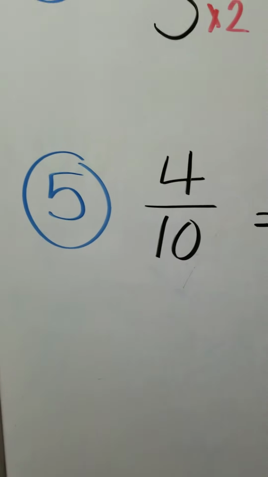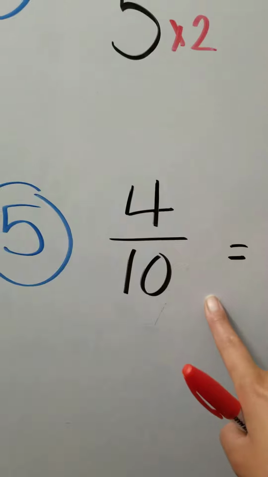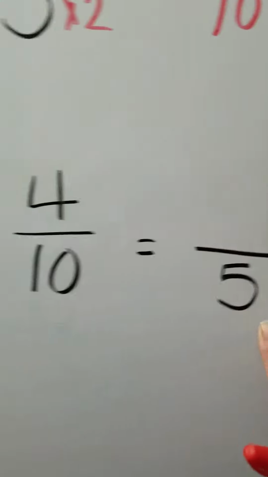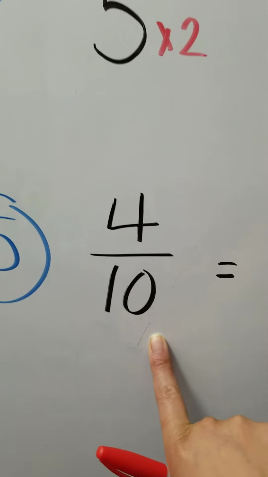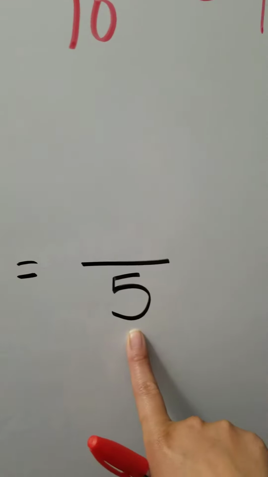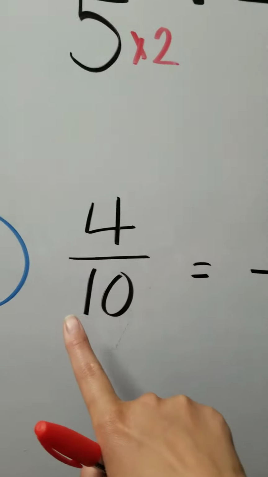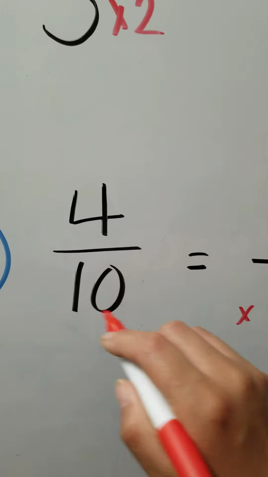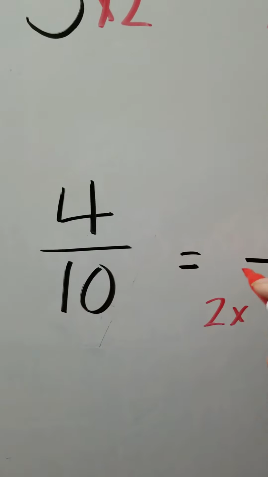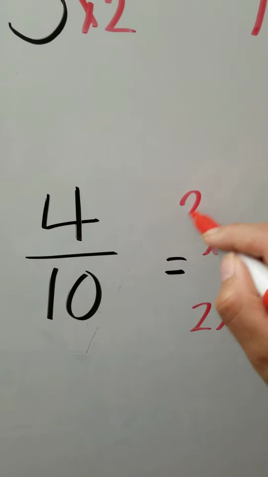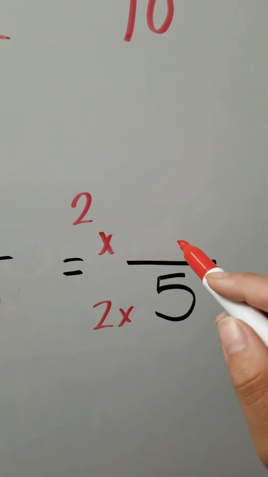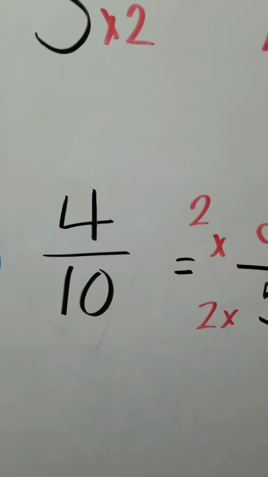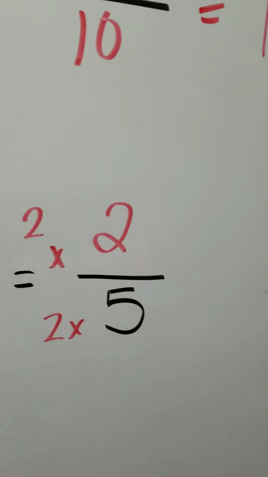So 5/5 is equivalent to 10/10, which is also equivalent to 1 whole. Last example, number 5. I have 4/10. Over here, I have nothing in the numerator and 5 in the denominator. Since this number is larger, I could either divide to get smaller, or I can just go the opposite way. 5 times what gets me 10? 2. 5 times 2, because you have to do the same thing, equals 4. So I know that 2 times 2 equals 4. So 4/10 is equivalent to 2/5.